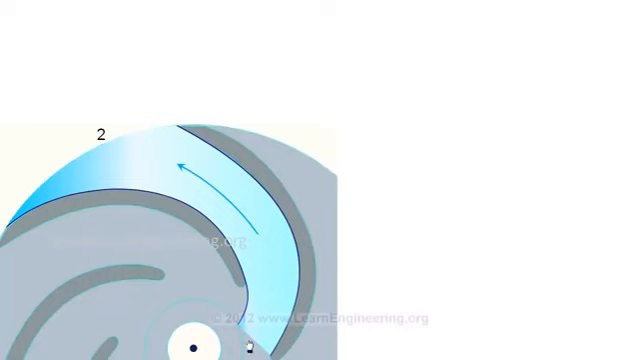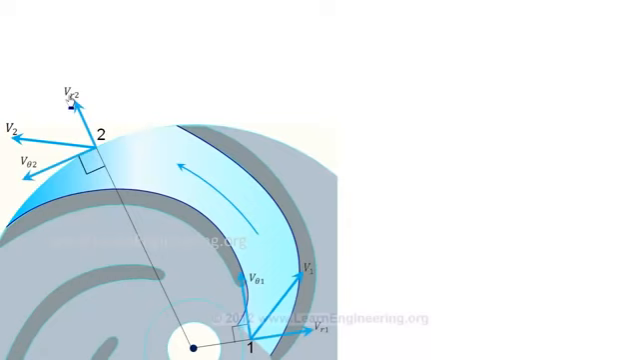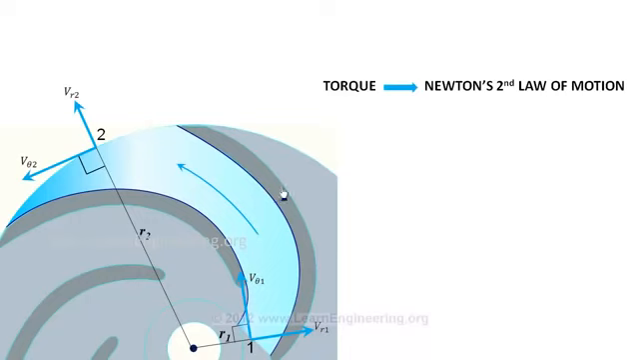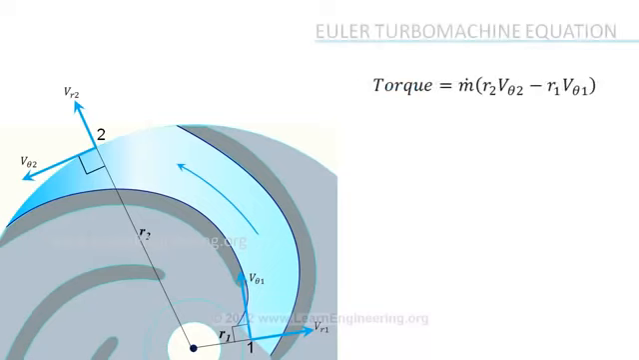The inlet velocity, V1 gets changed to outlet velocity V2. Velocity of fluid can be split into tangential and radial components. In order to make the fluid flow, there should be an external torque acting on it. This torque can be derived from Newton's second law of motion, which acts as the fundamental equation of turbo machinery. The torque is given by this equation, which is also called the Euler turbomachine equation, the most important equation in turbo machinery.